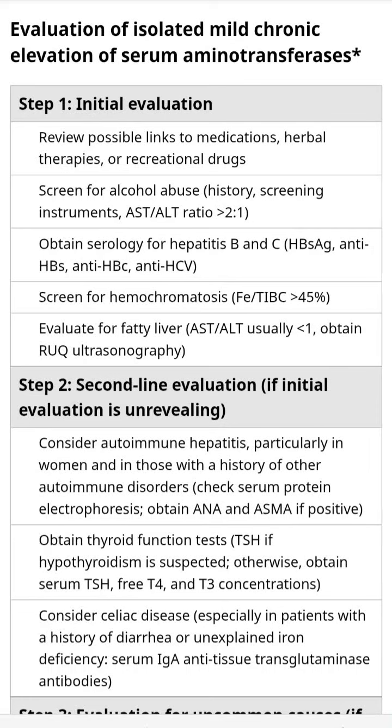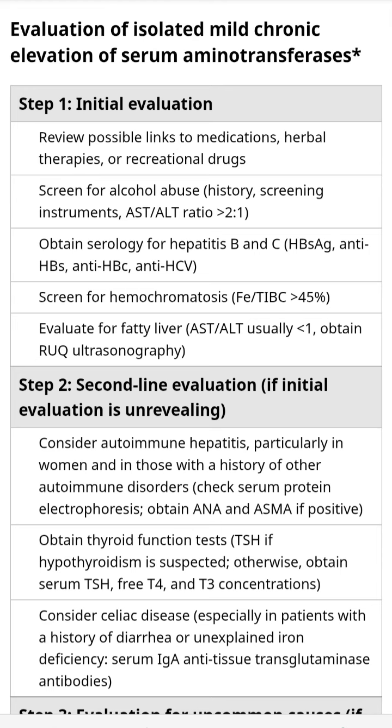Okay, so evaluation of a patient. If a patient comes to you with an isolated, mild, chronic elevation of serum aminotransferases, which are ALT and AST, the initial evaluation you will do is review the possible links to medication, herbal therapies, and any recreational drugs a person is using, right? Then screen for alcohol abuse.